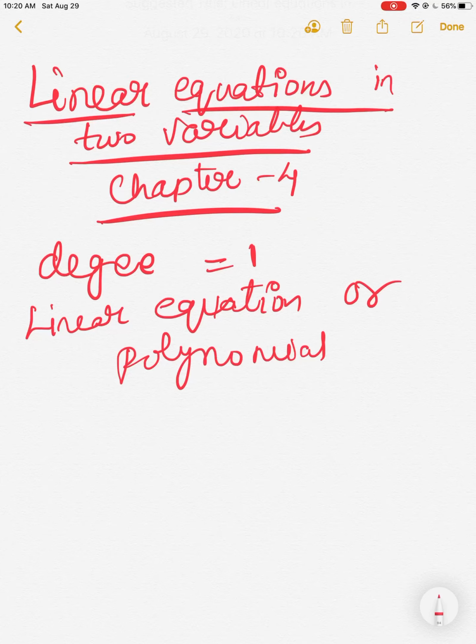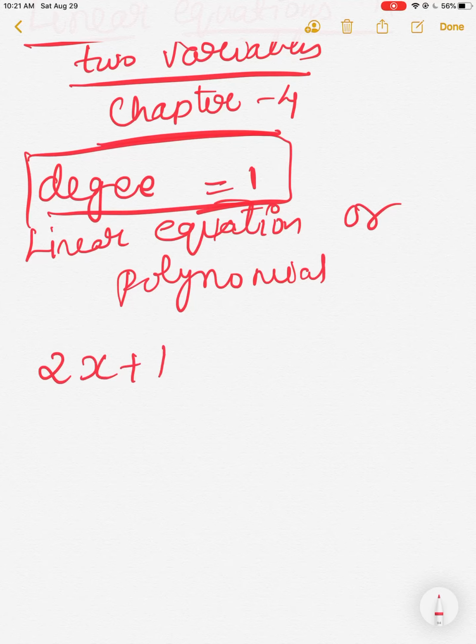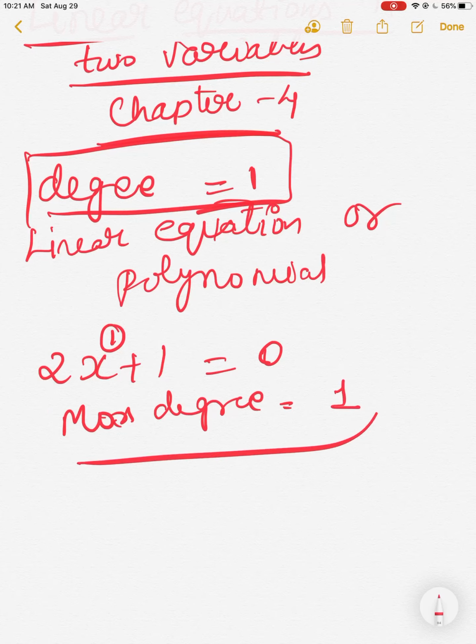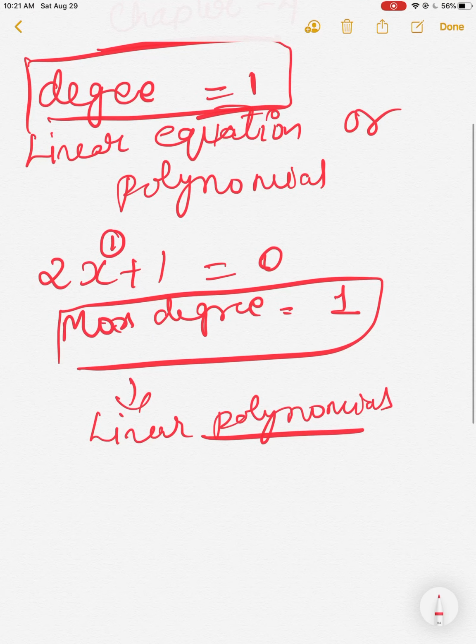So, already when I explained the second lesson, I told you what is a linear polynomial. Linear polynomial or equations means the same. If the degree is equal to 1, it is called a linear polynomial. For example, let us take 2x plus 1 is equal to 0. Here x power is equal to 1, so the maximum degree is 1. So, when the degree is equal to 1, such polynomials are called linear polynomials or linear equations.